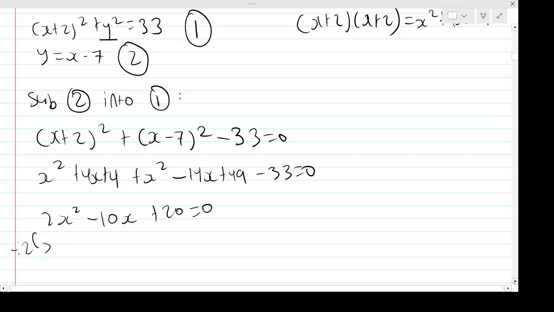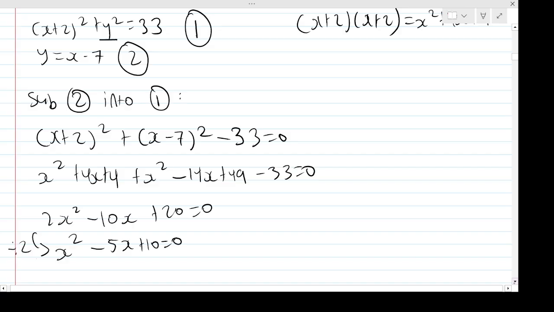I mean, do write down the quadratic formula to show your working, and then you can use your calculator to get the answer. The idea is I want to show my working at every step, to show how I get my solution. Anyway, I might attempt factorising again. So divide by 2 just to simplify the equation. I get x squared minus 5x plus 10 equals 0.